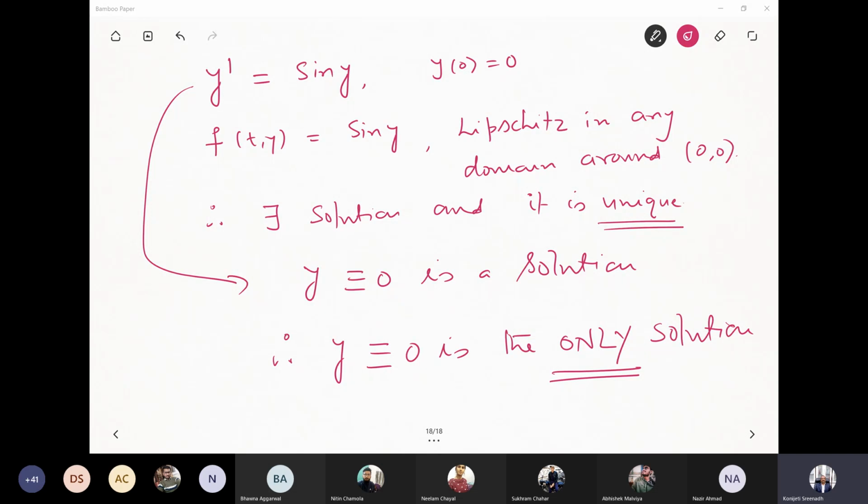Sir, in this example where y equals 0 is a solution, then in the previous example also it would be the same, because there also there was a unique solution. Y equals to 0 is why it is a solution in the previous example. Y prime is 0, but y prime equals t square plus y square, right? Yes.